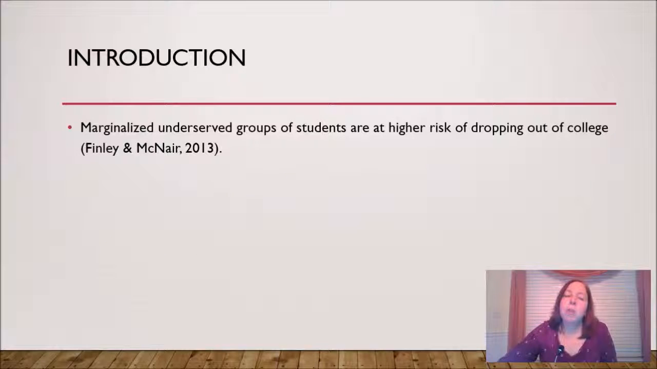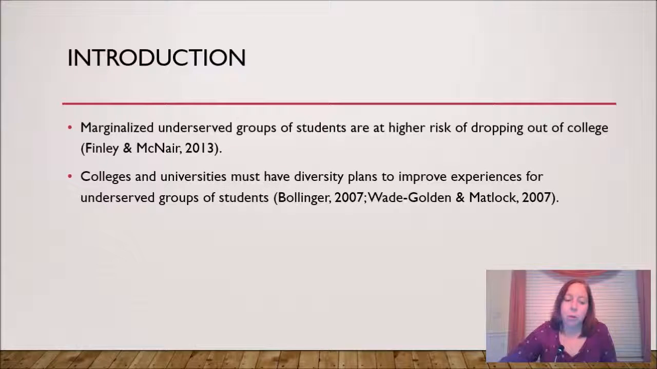Quite a bit of research has indicated that marginalized, underserved groups of students are at much higher risk of dropping out of college. By underserved students, we mean minority groups, first-generation college students, and so forth. Schools are under a great deal of pressure to improve retention rates for this group of students and get them to graduate in 4 years. So many have turned to developing diversity and inclusion plans to improve the experiences for this traditionally underserved group of students who often face marginalization at their colleges.